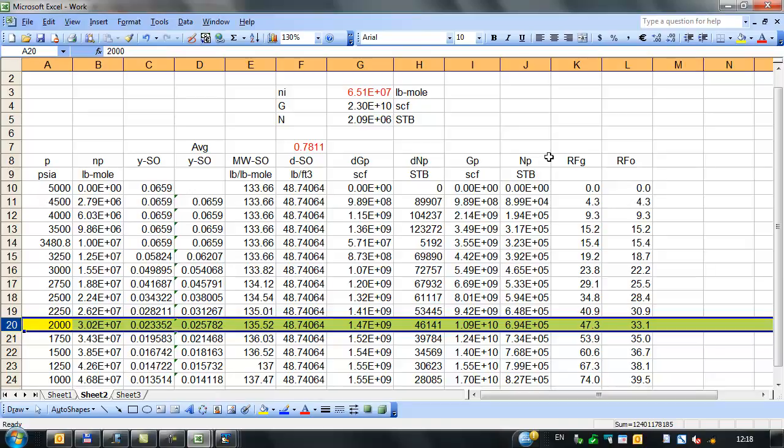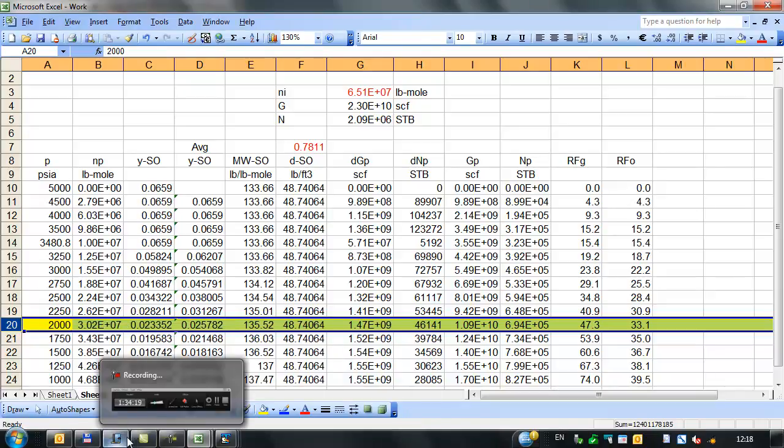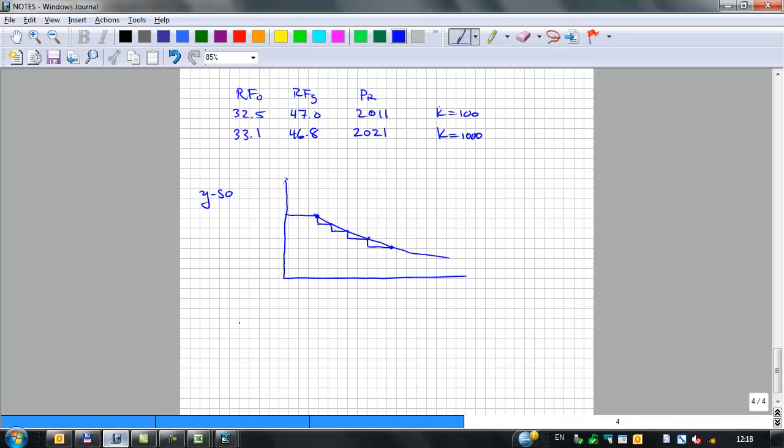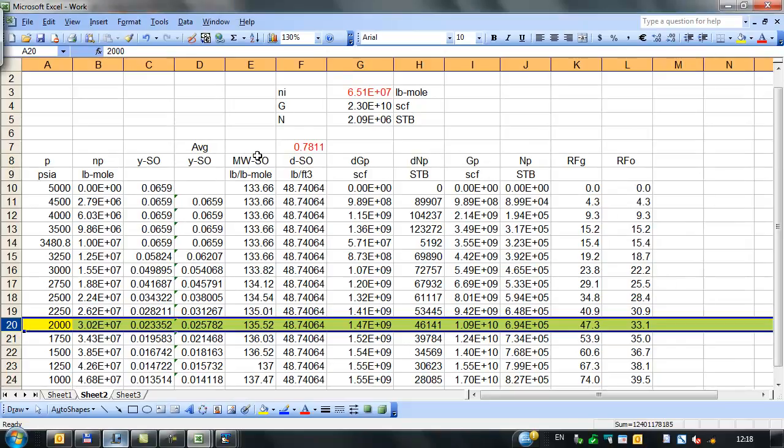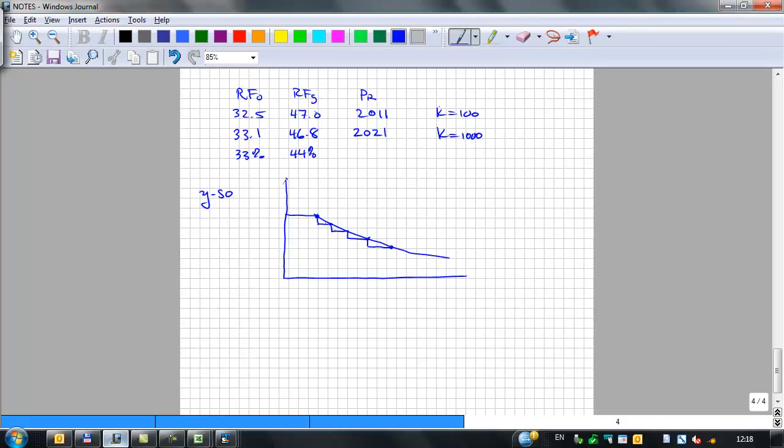And we got 47% recovery of gas and 33% recovery of oil. Was that 47? I said 44. I said 47 and I wrote 40. That means we're getting tired at 2000.